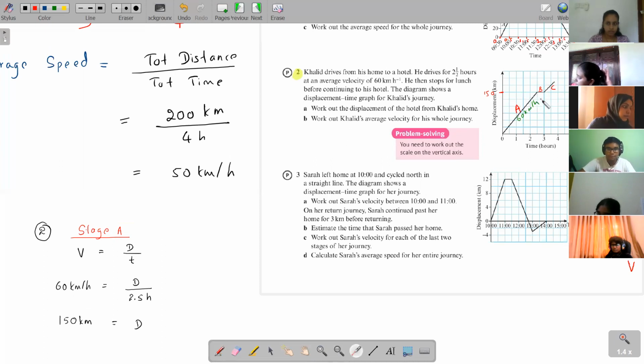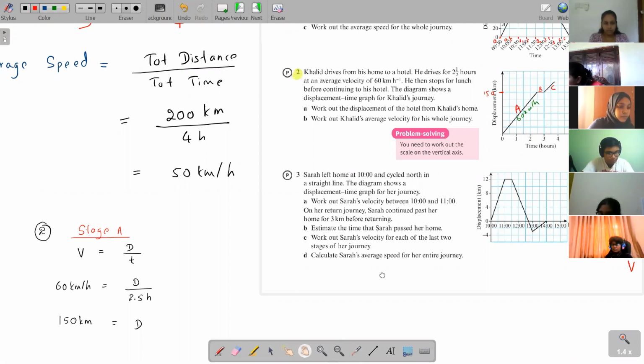He then stops for lunch. I think we can see B very clearly. A line parallel to the x-axis means you're resting. At B, you're resting, that's obvious. And then he stops for lunch before continuing to his hotel. The diagram shows the displacement time graph. Work out the displacement of the hotel from Khalid's home. Khalid drives from his home to the hotel. He drives for 2.5 hours at an average of 60. He then stops for lunch before continuing. The diagram shows the displacement time graph. Okay, so then he is continuing.